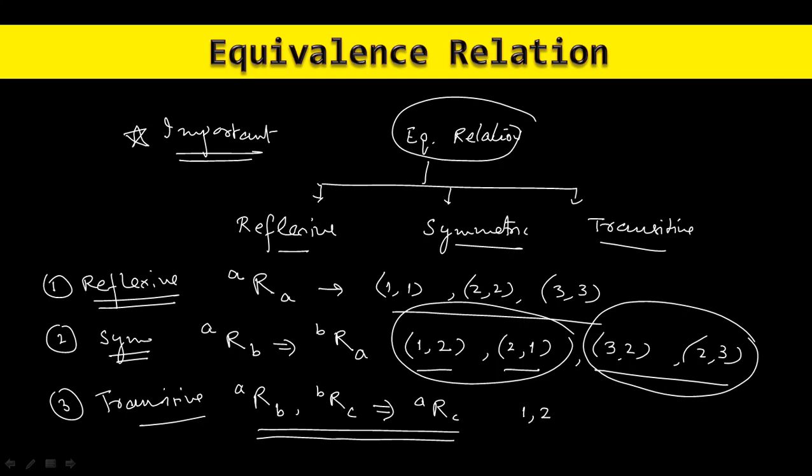For example, if 1 2 and 2 3 are present, then 1 3 should also be present. This one is required. 1 2, then 2 3, and 1 3 should be there inside that particular relation. This one is known as transitive relation. Now, if all the 3 pairs are there inside one relation, reflexive, symmetric, and transitive, then it's known as equivalence relation.